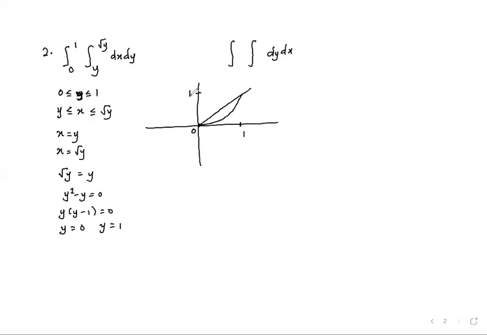Now, if they're meeting at y is 1, we need to know their intersection on the x part. So when y is 1, you put it in there, what will x be? x will be 1. So this is the boundary, that side. The interest is inside here.